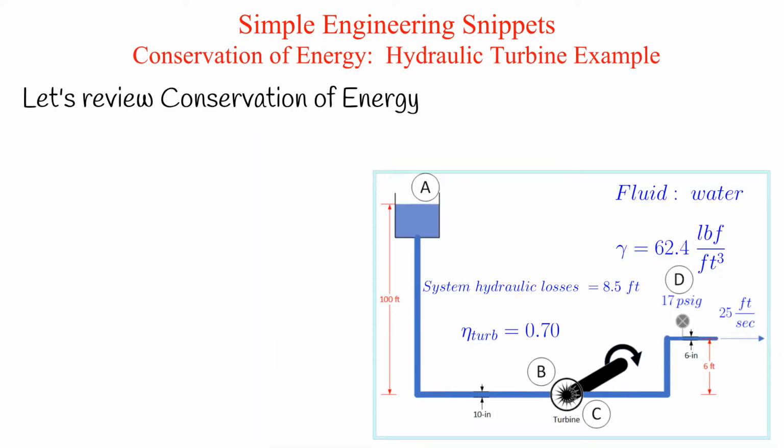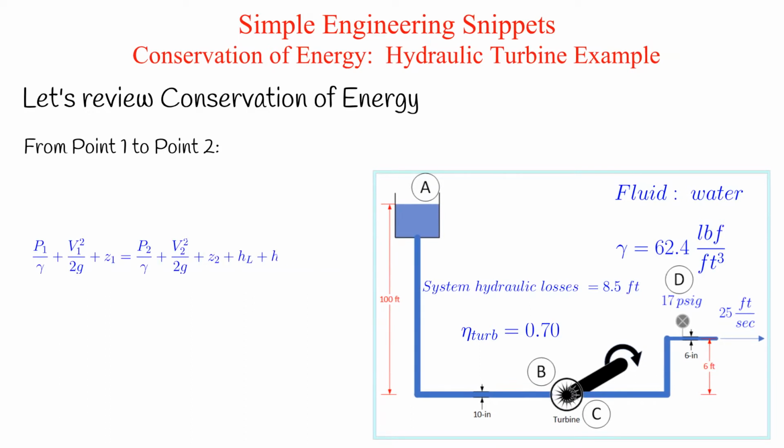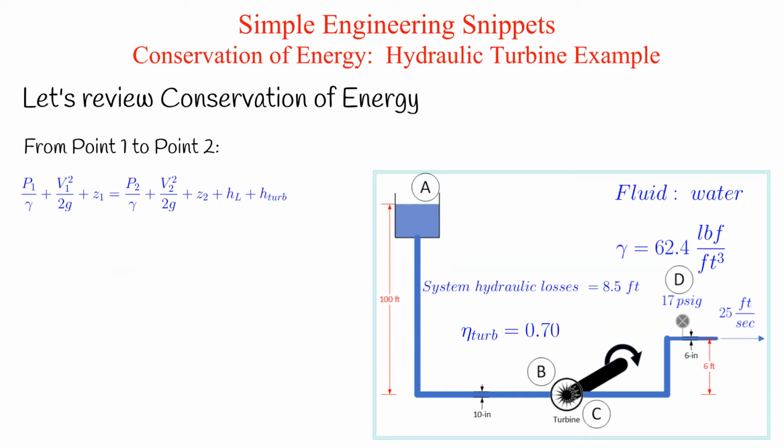Let's review conservation of energy in a steady flow system from point 1 to point 2. The mechanical energy at any location consists of the pressure term, the kinetic energy term, and the potential energy term. Conservation of energy says that the mechanical energy at point 1 is equal to the mechanical energy at point 2 plus any energy loss and energy loss due to work output.